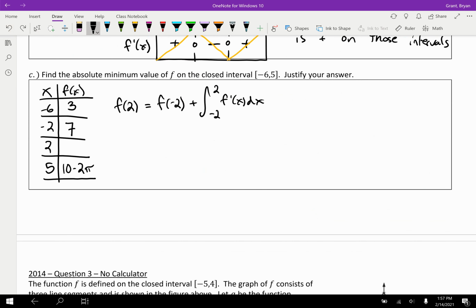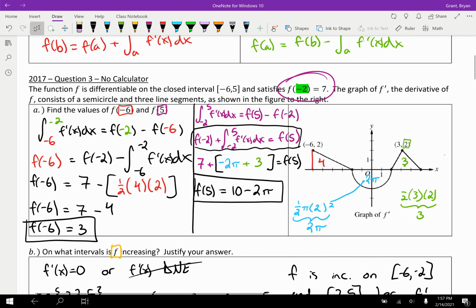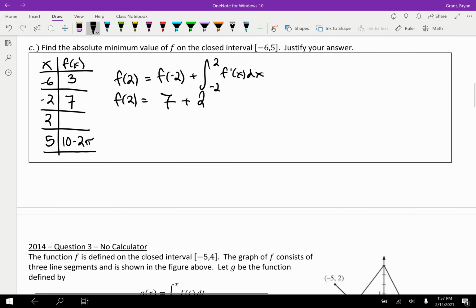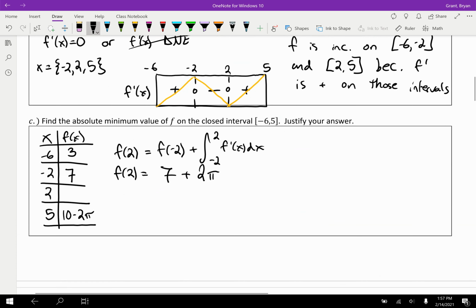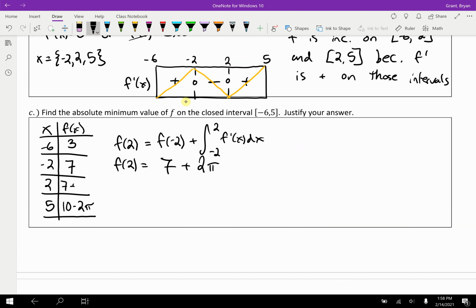Okay, working this out, we know that f of negative 2 is 7, right? That was given to us. And then what is this area from negative 2 to 2 on the graph? Oh, it's just 2 pi. All right, so 7 plus 2 pi, and I think that's it. 7 plus 2 pi. Lovely. Now, I'm a little concerned that I made a mistake here. Oh, I did. I forgot that that area was negative, didn't I? So it's 7 minus 2 pi.